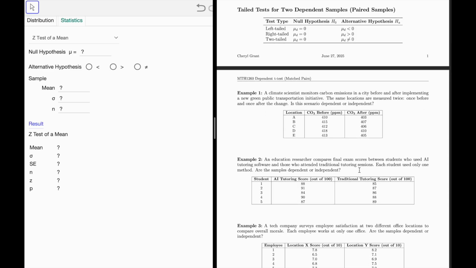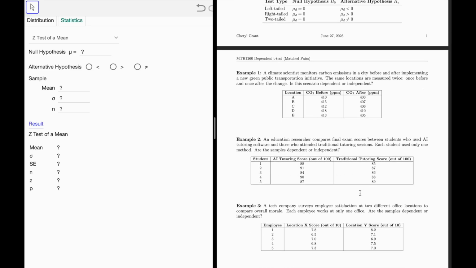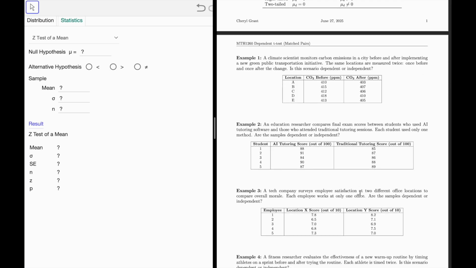So in these next few examples, we're going to practice identifying if this is dependent or independent samples, because it's really important for you to be able to tell the difference.